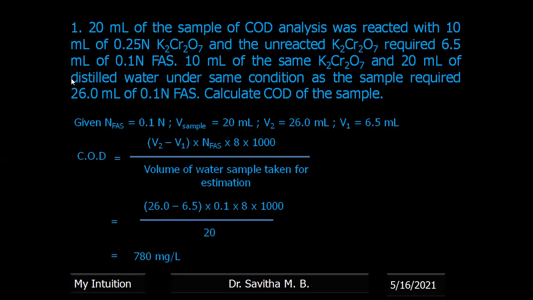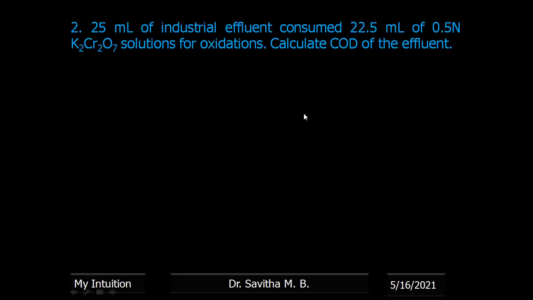Okay, now there is a lot of other information. See, 0.25 normal potassium dichromate, 10 ml of same potassium dichromate. All this is information given in the problem which is not required for solving. For completeness, all these values will be given, right? Next, let us go for the next problem.